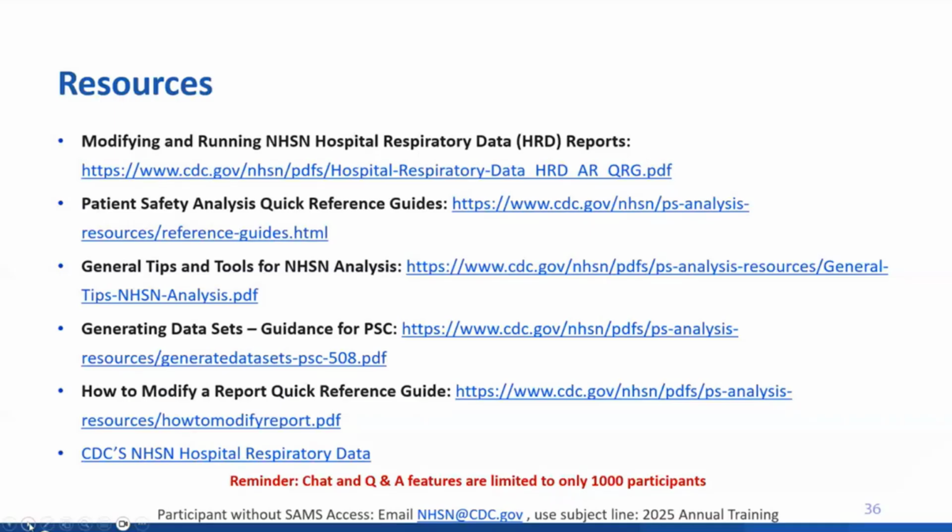And here on this slide, we just have quite a few resources available for reports and analytics, both specific to the hospital respiratory data, as well as just some overall helpful guidance at the overall NHSN level for running reports, for NHSN analysis in general, information about analytics within the patient safety component, and so on. This should be available for you in the handout version of the slides to access, and I highly recommend reviewing these resources. There's a lot of great information there.